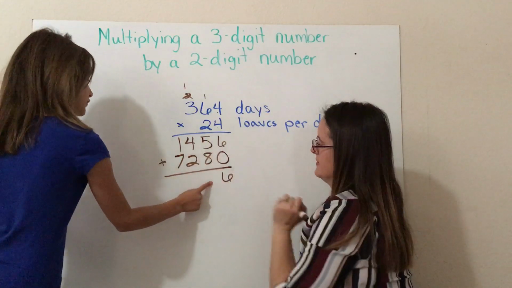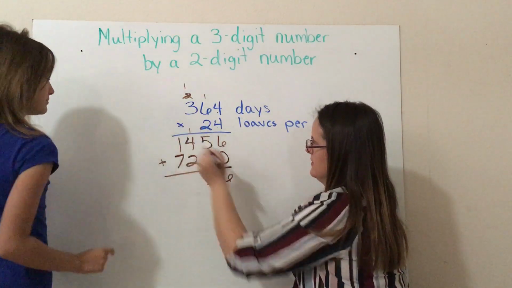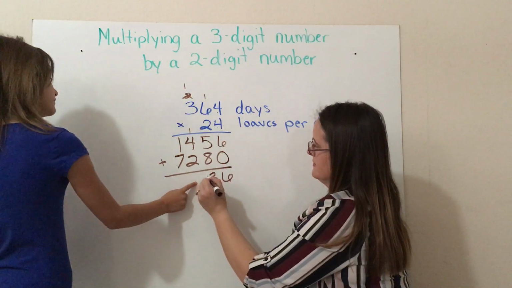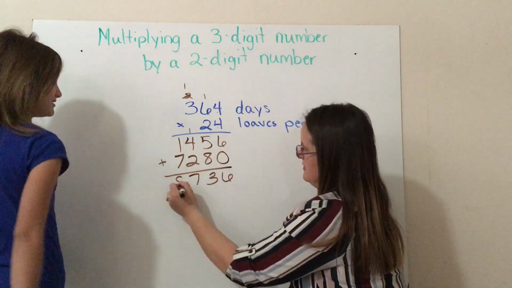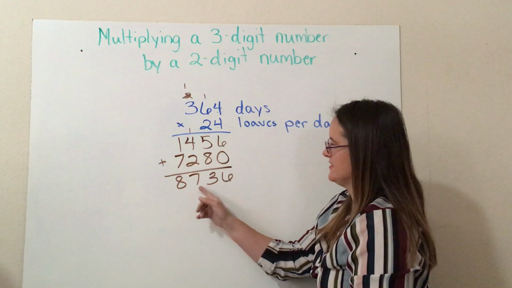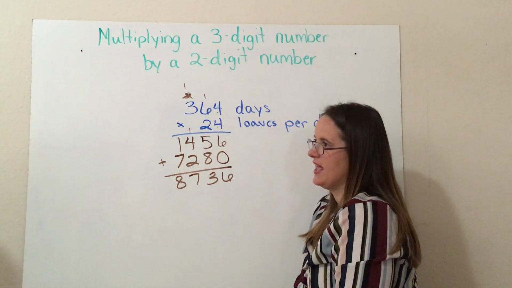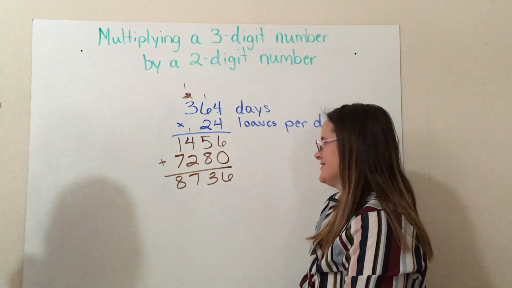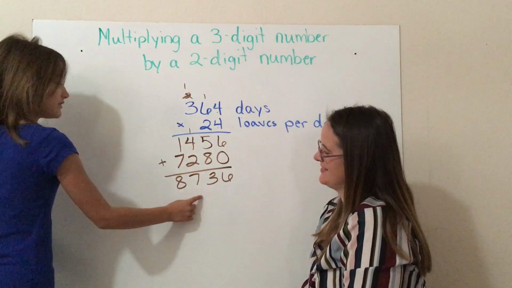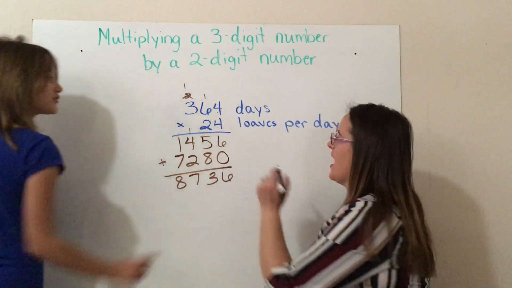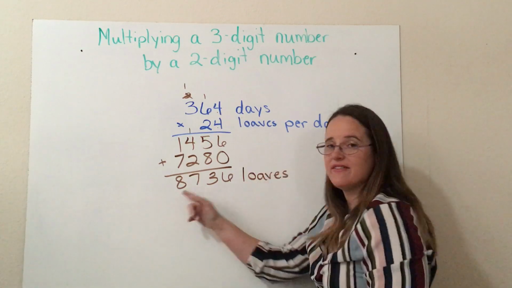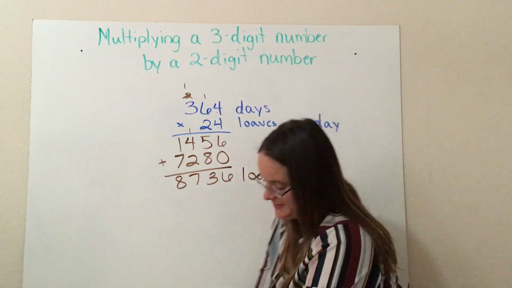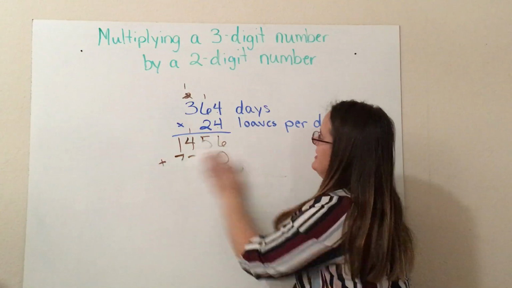6, 13, put the 1 up here, 7, 8. So, 8,736 elephants? No, 8,736 loaves. Loaves of bread. Make sure you have your label for your word problems. Okay, next example.